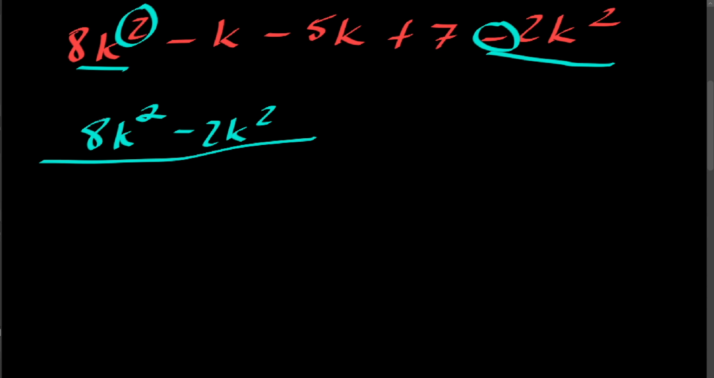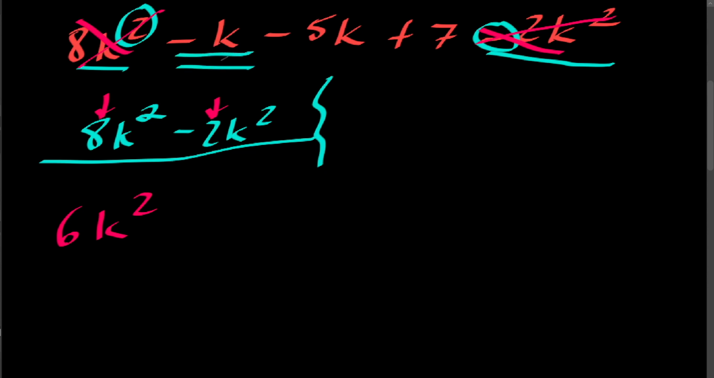So subtract the coefficients. 8 minus 2 is 6, and then bring down k squared. And now we can go back and mark all these out. Okay, let's try to find more. So now let's start with this negative k, and let's underline that twice. Is there another term with k in it? Yeah, it's right here. It'd be 5k.